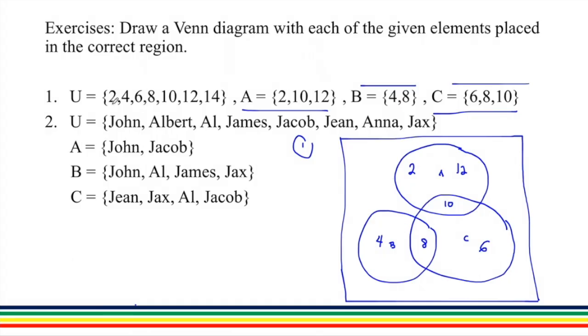And lastly, the universal set. We have 2, 4, 6. 2 is already in A, 4 is already in B, 6 is already in C. 8 is already in the intersection of B and C. 10 is already in the intersection of A and C, while 14 is not yet present in the Venn diagram. So we'll place it here, because 14 is neither located in A, B, or C, so it should be on the outside. So that's how you express sets in a Venn diagram.